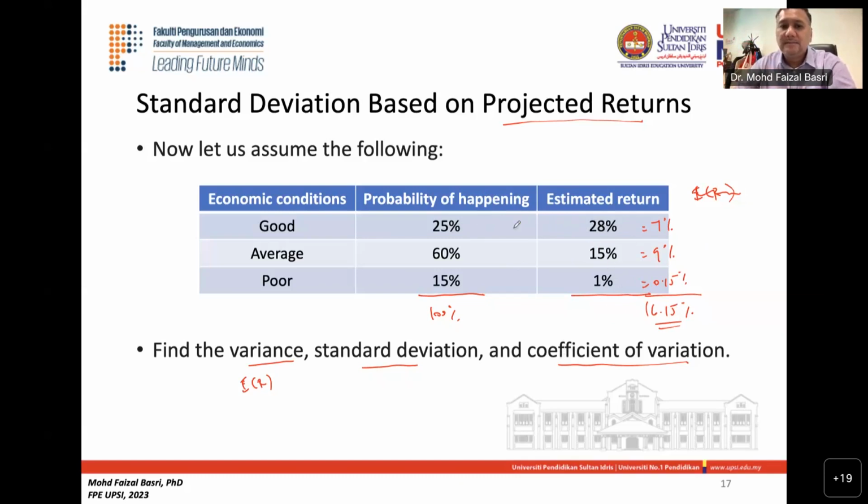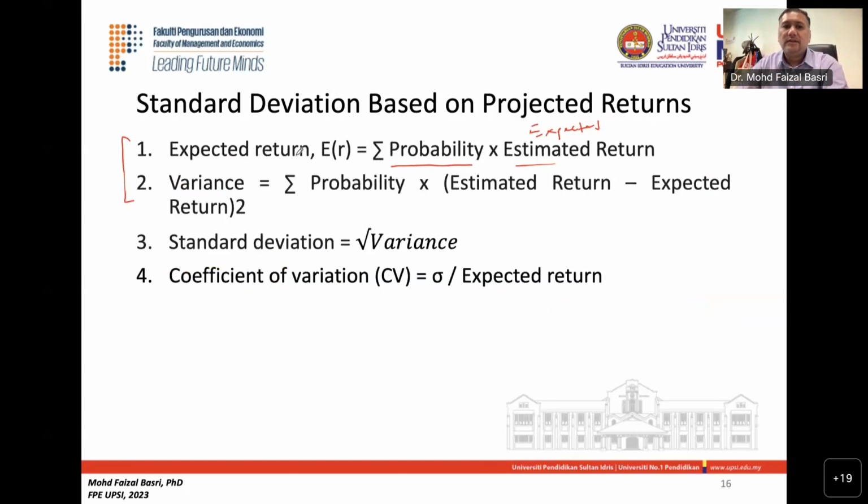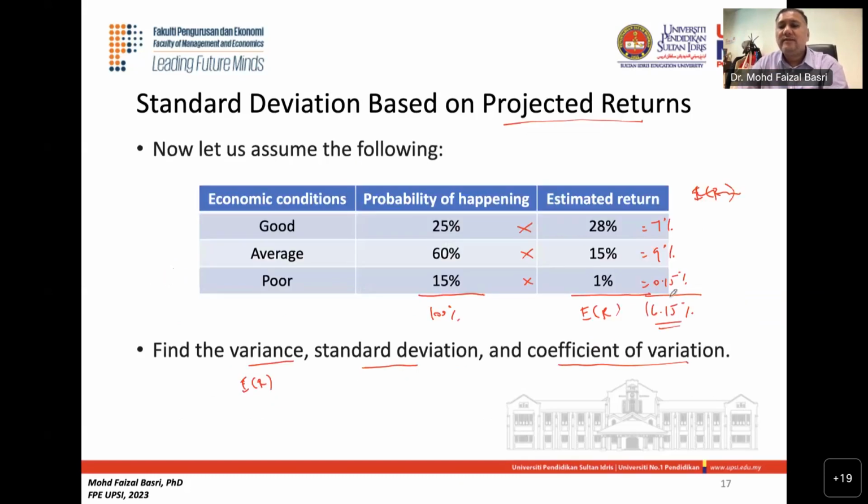We have to multiply each one with the probability. So I multiply these two, then you get this, and then you sum all 3 to get the expected return. Okay, so this is your expected return. So this one, number 1, is 16.15%. Once we have this information, then we can find the variance.